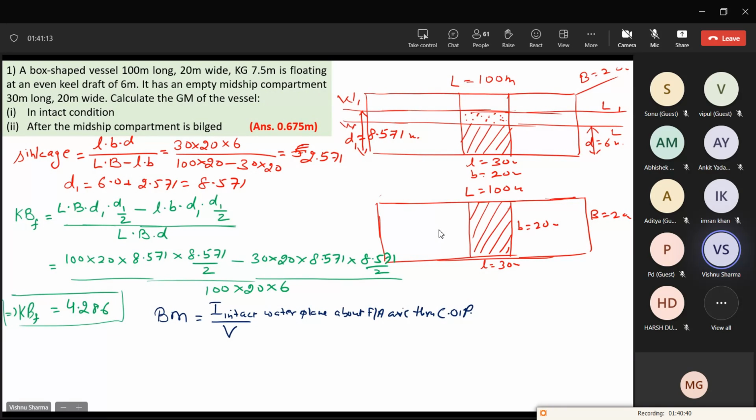Volume of displacement, sir. It was not intact volume, it was underwater volume. Why are you adding? I don't know whether you've written the formula or not. Suddenly you start changing the track. V is the volume of displacement, is what was taught there, right?